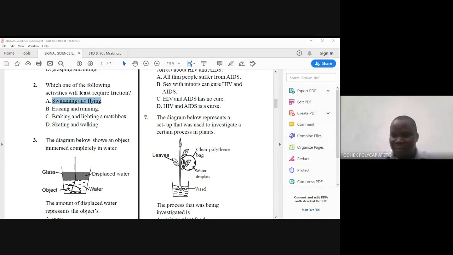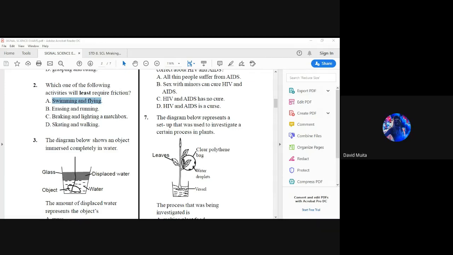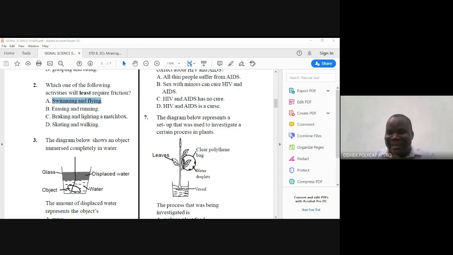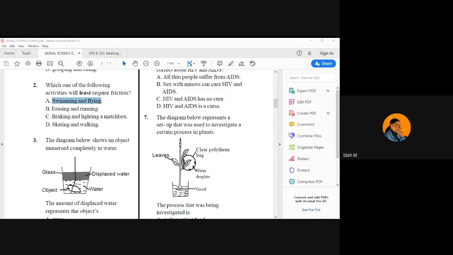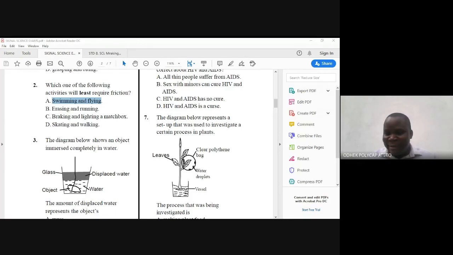Eating. That one is new. How does friction help us in eating? Because of chewing. Yes, David, because of chewing. Hey, that one is new. Ida? It helps us in erasing. It helps us in erasing, James?